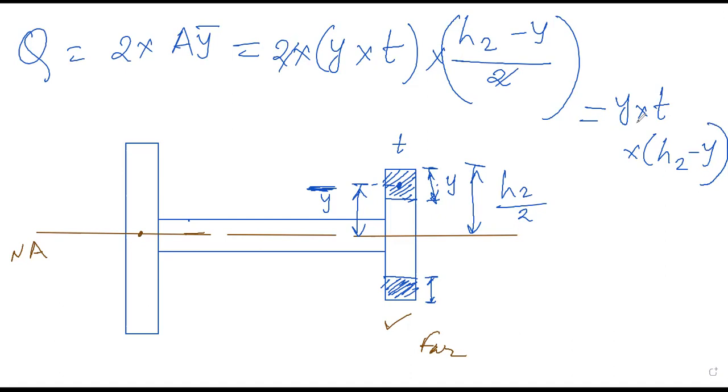So what is the range of Y? Y starts from 0 here and up to the neutral axis it is h2 by 2. So the Y limit is 0 to Y equal to h2 by 2, right? So now we will find out the shear force, that is nothing but FW2. Shall I clear this?